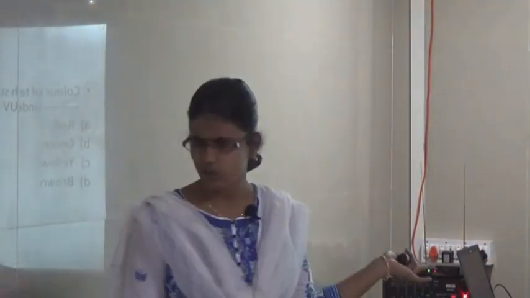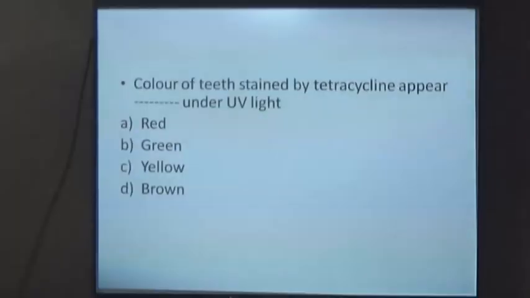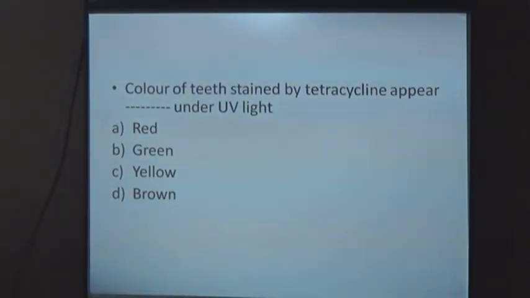Okay, this is your question. I don't know how to get the answer for this question. The color of teeth stained by tetracycline appears dash under UV light. In our books, I didn't study about this. You tell your answer. What is the main side effect of tetracycline? If you give tetracycline to children, white. So, which color will it appear in UV light?